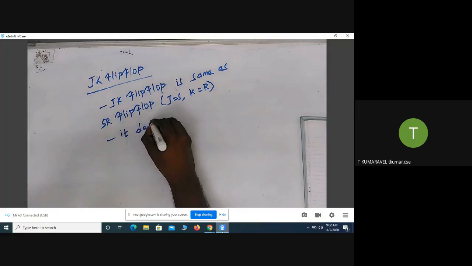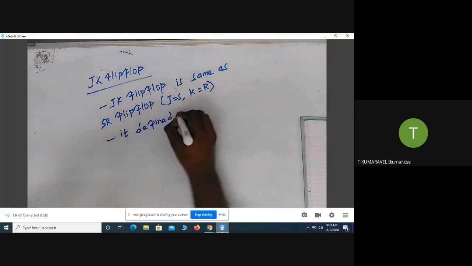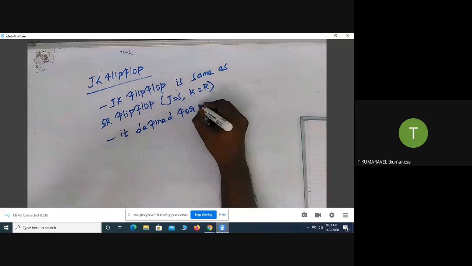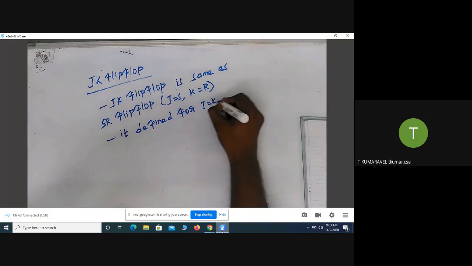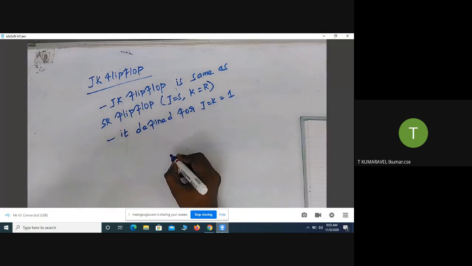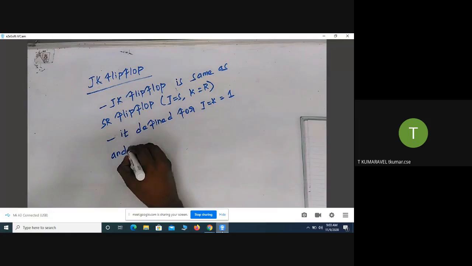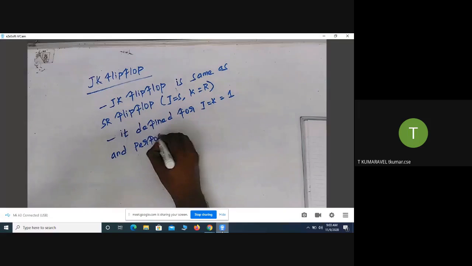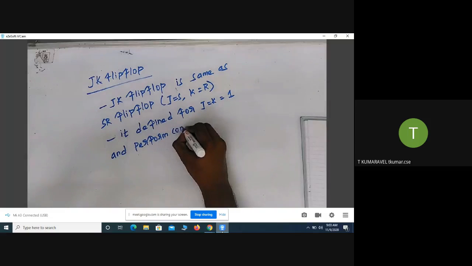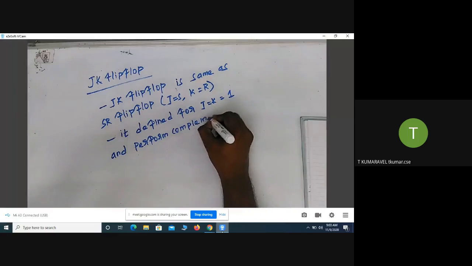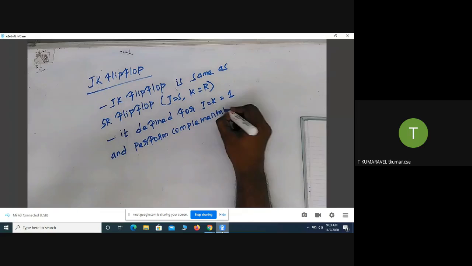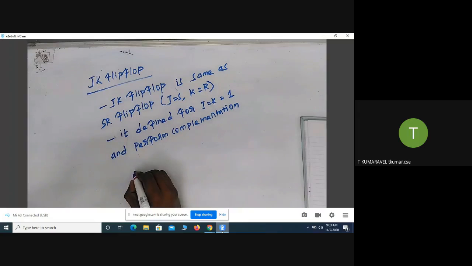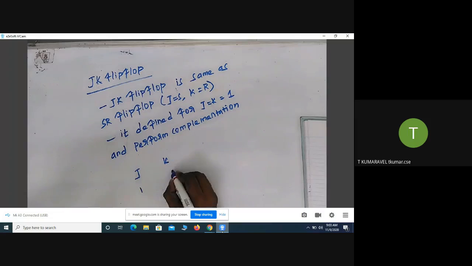It is defined for J and K equal to one. If both the inputs are one, it performs complementation. I will explain that. For example, if J and K, both inputs, are one, that is defined as complementation.